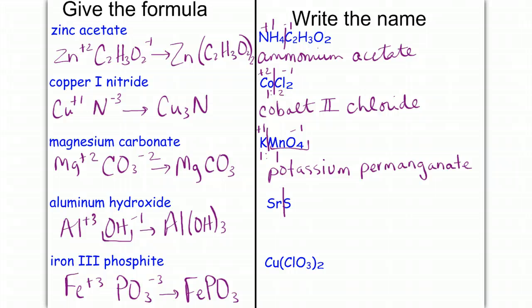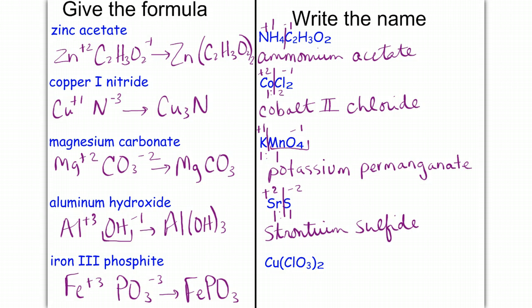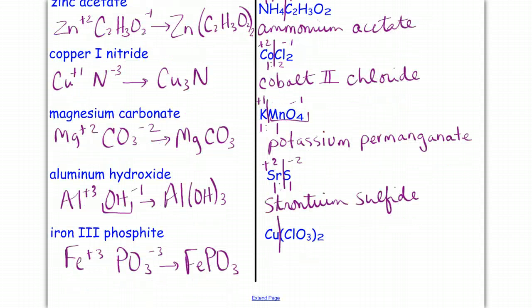Sr and S, this has a canceling, so we have a 1-to-1 ratio, and you can look at the periodic table for both of these. Strontium is +2, sulfide is -2, making this strontium sulfide. Last one, we have the dividing line. We have a 1-to-2 ratio, which makes this a +2 and this polyatomic a -1. So that gives me a copper 2 and ClO3 -1 on your list of ions is called chlorate.